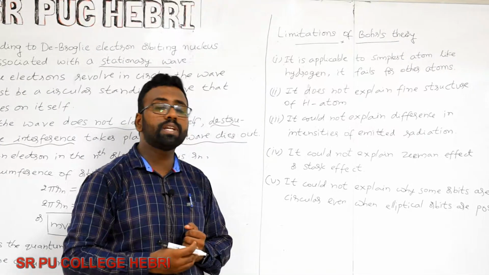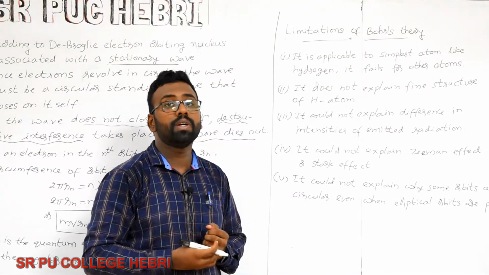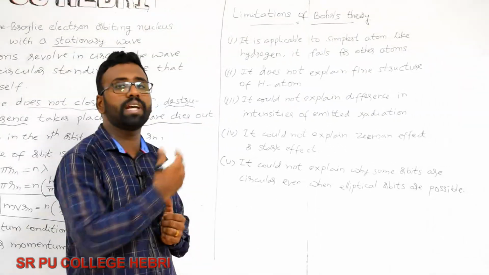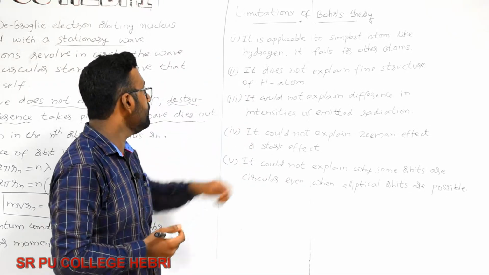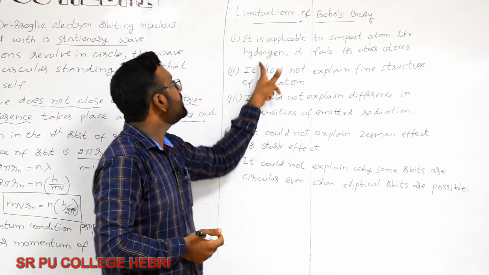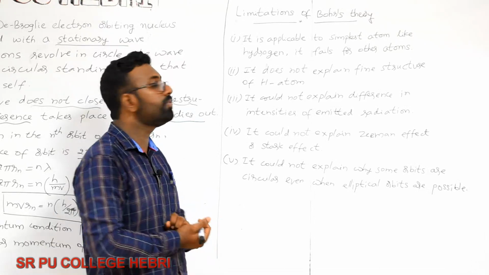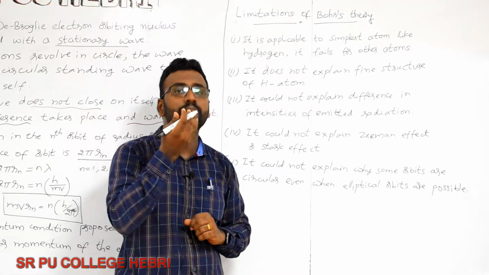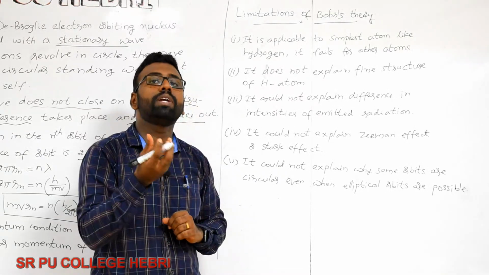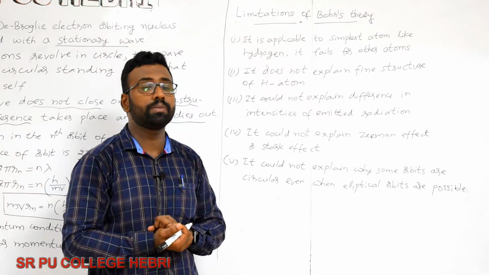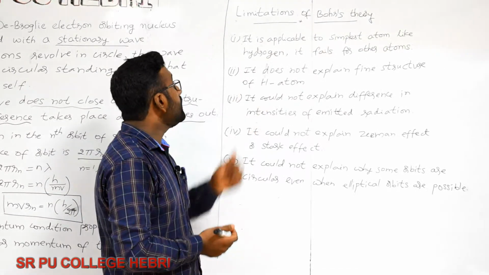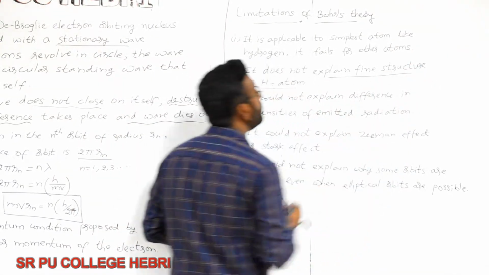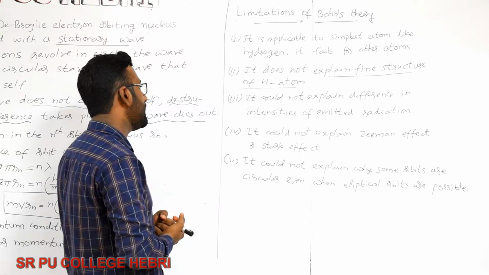Now we will see the limitations of Bohr's theory. Even though Bohr's theory could explain many of the observed phenomena and overcome the Rutherford failures, it could still not do much with many aspects. We will see them one by one. It is applicable to the simplest atom like the hydrogen atom. It fails for other atoms. So the main limitation of Bohr's theory was that it could be applied only to hydrogen-like atoms. The next one: it does not explain the fine structure observed in the hydrogen atom.